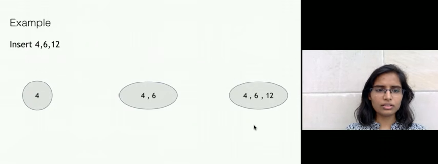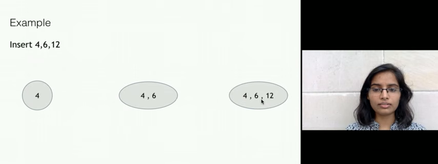So let's see with an example. We start with inserting 4. Initially we don't have anything, so we insert 4 in a node. Now we have to insert 6. We insert it in the root node, we add it with 4. So now in this node we have two values, 4 and 6. Now we have to insert 12. We can add 12 to this node. Now we've got 3 values in it, and we are allowed to have 3 values.